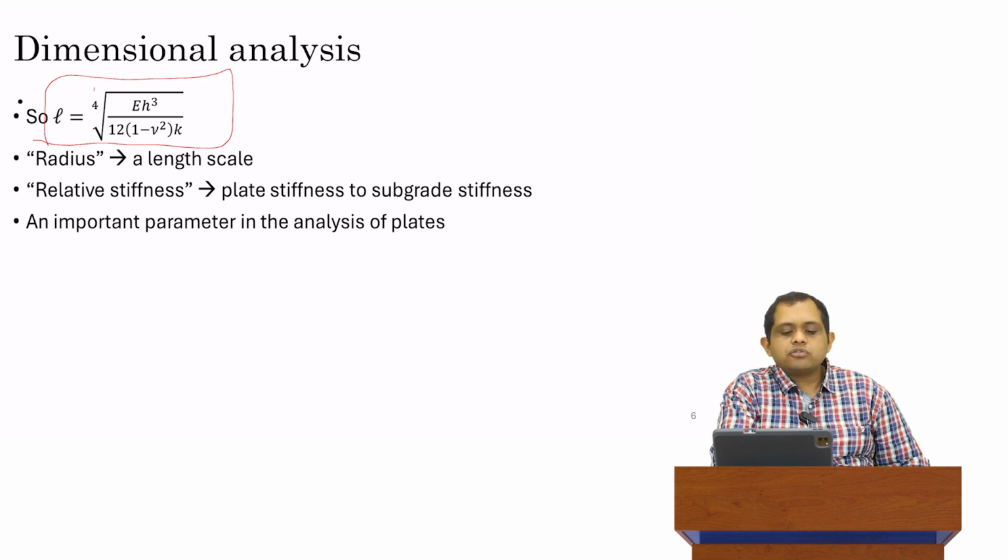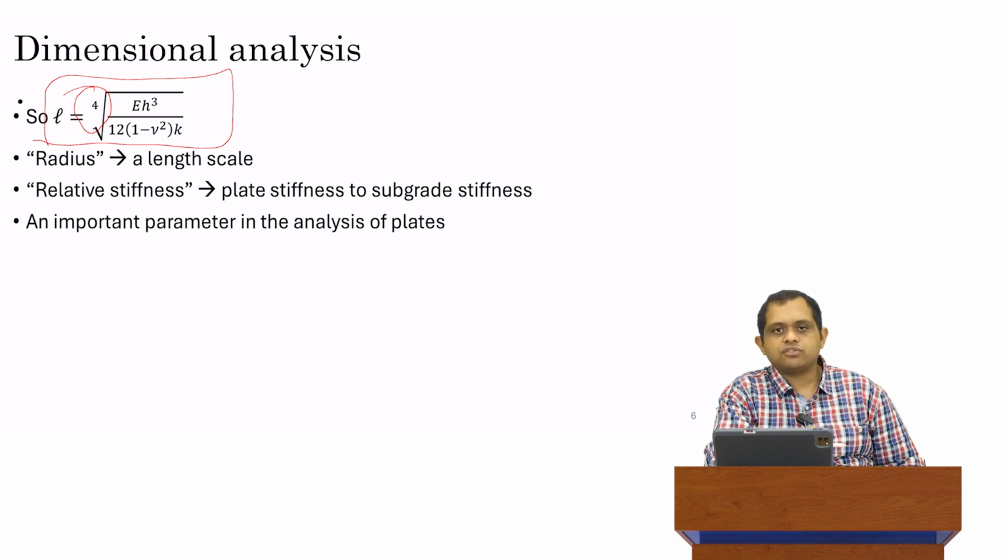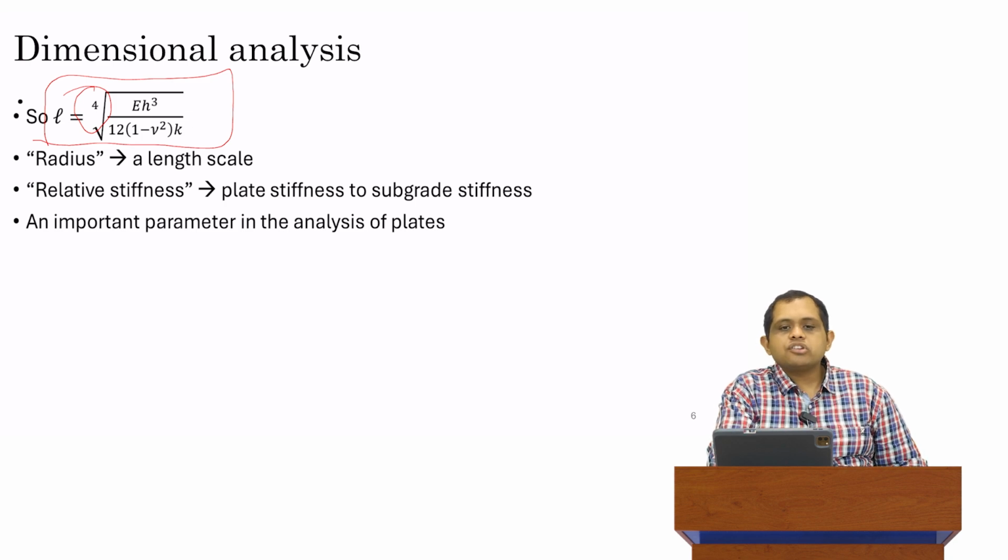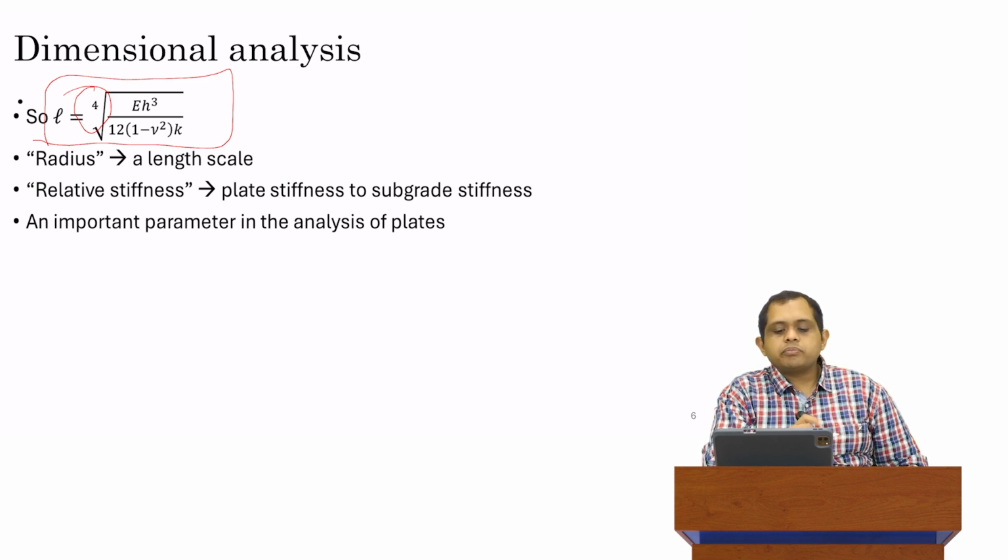Keep in mind, this is a fourth root. So don't accidentally take this as a square root. It's a common mistake that students make, that they end up calculating the square root, mostly out of habit. So this is the fourth root of E H cube divided by 12 into 1 minus nu square K. There is a little bit more to keep in mind while calculating this, that is to take care of unit consistency. We'll talk about that when we do an example.